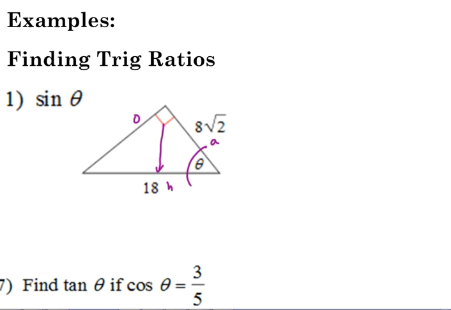Now sine is supposed to be which sides? Opposite over hypotenuse. Do we have the opposite side? No, we don't have the opposite side. We do have the hypotenuse. So that means we need to use the Pythagorean theorem to find our opposite side. So our opposite side squared plus our adjacent side squared equals our hypotenuse squared.